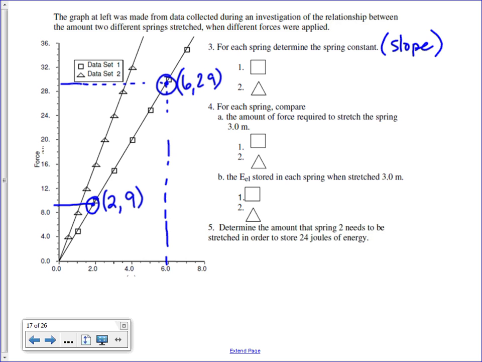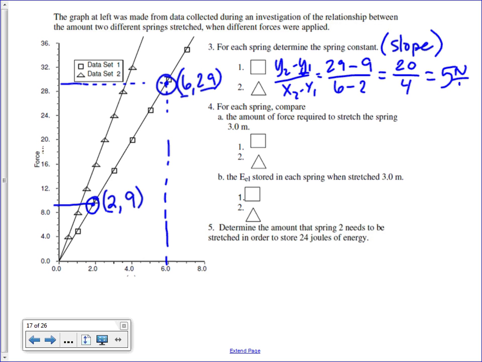So we're going to use my slope formula to figure that out: y2 minus y1 over x2 minus x1. So y2 is 29, and x2 is 6. And I'm going to subtract from those y1, which is 9, and x1, which is 2. That gets me 20 on the top and 4 on the bottom, which gives me 5, and the units are newtons per meter.